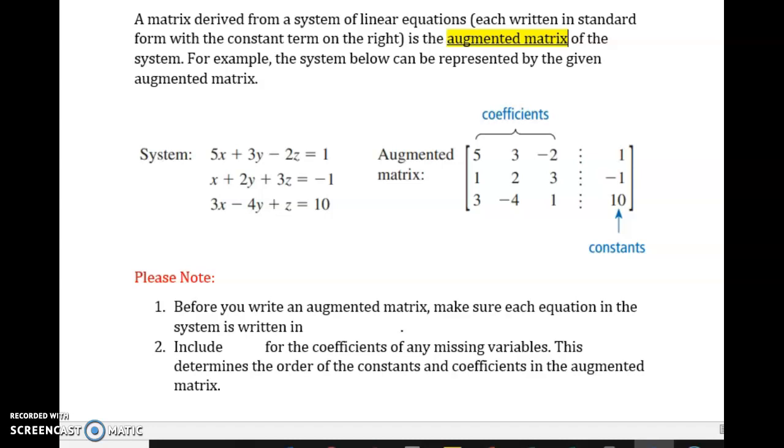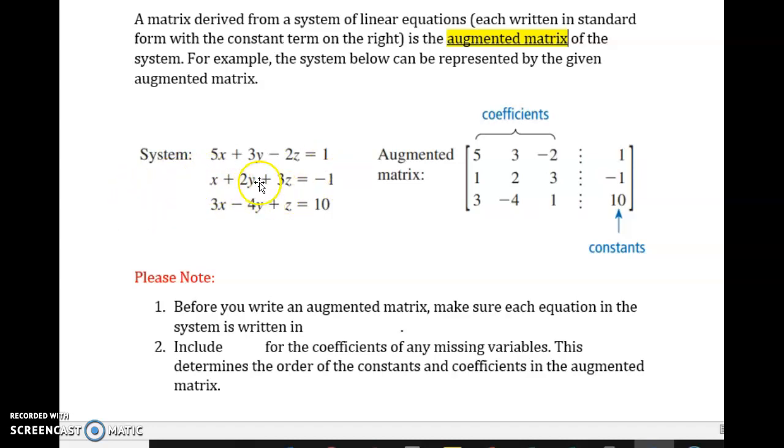I want you to see what has happened here. In the second row, we have x plus 2y plus 3z equals -1. Notice that in the place of x, there's a 1 because the coefficient for x is 1. Don't make that a 0. That's a common mistake that students will make. No number in front of a variable just means that there's one of them.